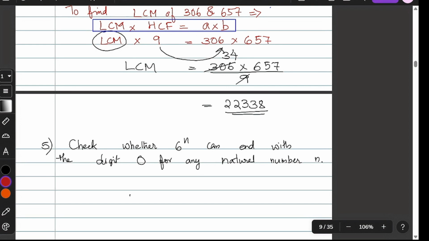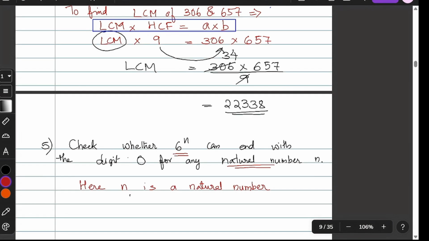Next question is: check whether 6 raised to n can end with the digit 0 for any natural number n. Okay. Here what they are telling, check whether 6 raised to n can end with the digit 0 for any natural number n. So here I can explain it like this. They are telling that n is what? n is a natural number.